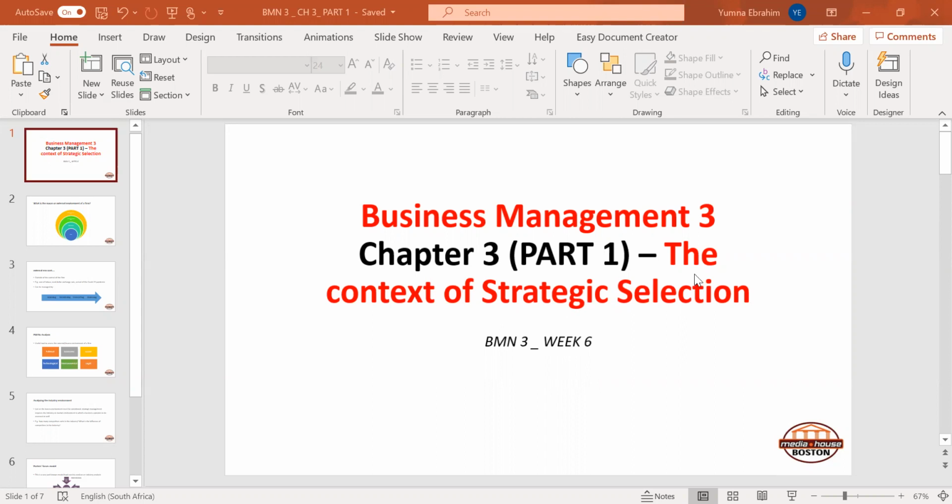What you have to be able to do in this chapter is, with these models that we are going through, you're going to have to be able to apply them to given scenarios, case studies, industries, etc.